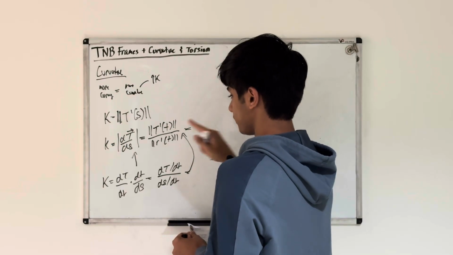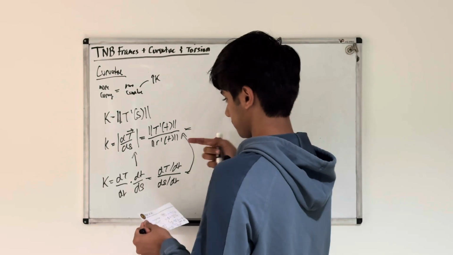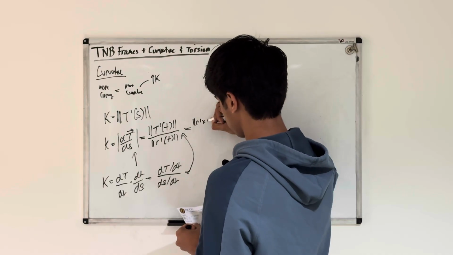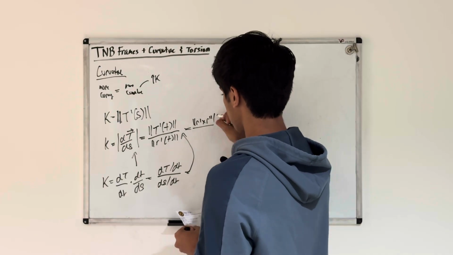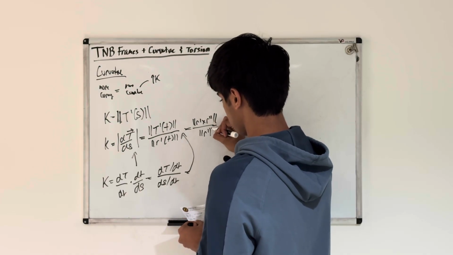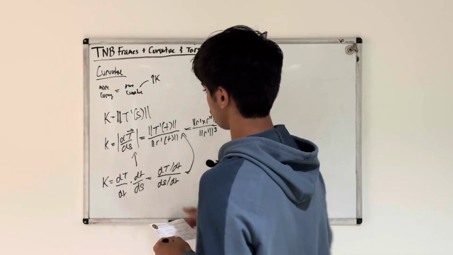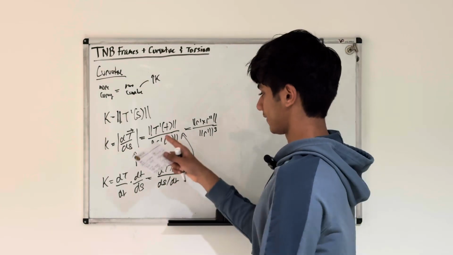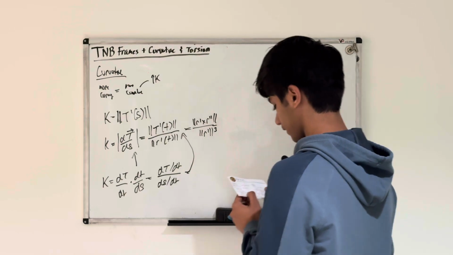And then if we consider what T prime of t really means, and what r prime of t is, we also get the fact that the magnitude of r prime cross r double prime, divided by the magnitude of r prime cubed, is also equal to the curvature. And this is fully in terms of r, which might be more useful than in terms of T and r.